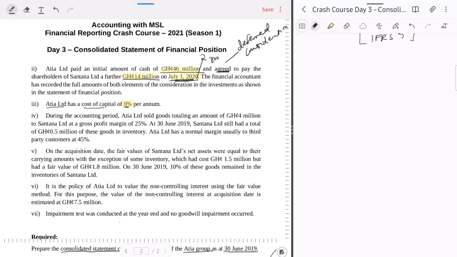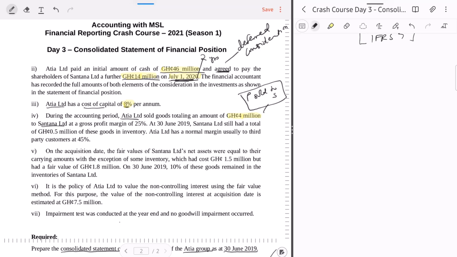Next note, during the accounting period, Atia Limited, who is the parent, sold goods totaling an amount of 4 million cedis. So they sold goods totaling 4 million cedis to Santana, who is a subsidiary. So here, always when you see a sale transaction, ask yourself, who did the selling? Did parent sell to subsidiary or did subsidiary sell to parent? That will determine the proper accounting treatment you need to allocate to it. So here, Atia is the parent. Santana is a subsidiary. So I write here that what? P sold to S, right? Parent sold to sub, so that I know how to treat it at the back of my mind. Once again, when we get there, I'll show you what to do, right?